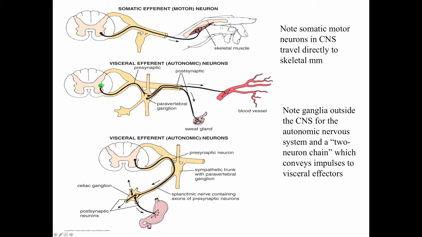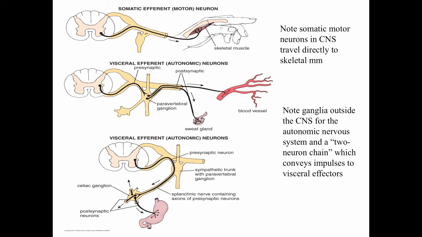Here would be what we would call a presynaptic neuron cell body in the central nervous system, but it comes out into the peripheral nervous system. Synapses with a postsynaptic neuron, and that then innervates an effector. And in this case, we're defining effector as the target for the efferent neurons. We can talk about these effectors in various locations in the body.